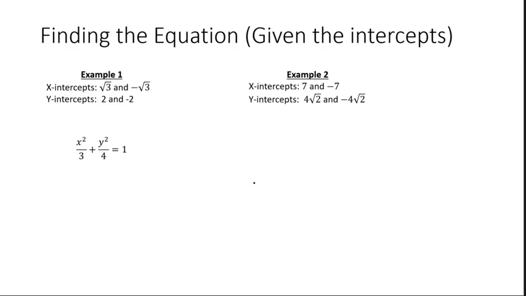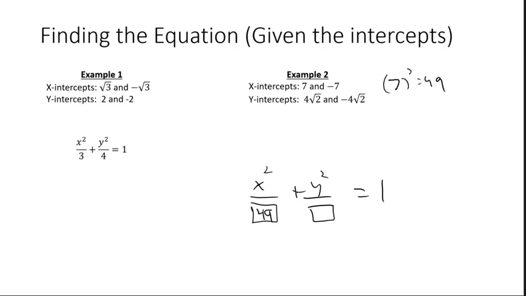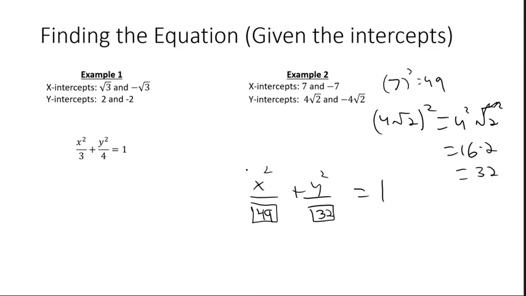So as you're working through, it's going to be x squared over something plus y squared over something equals 1. So to find those numbers underneath, we take the intercepts. So if we square the 7, that gives you 49. That goes under here with the x squared term. And then if we square 4 times the square root of 2, we have to square the 4, and we have to square the square root of 2. That gives you 16, and this would give you 2. So that gives you 32 right there. So the number underneath would be a 32. And that would be your answer. It would be x squared over 49 plus y squared over 32 equals 1.